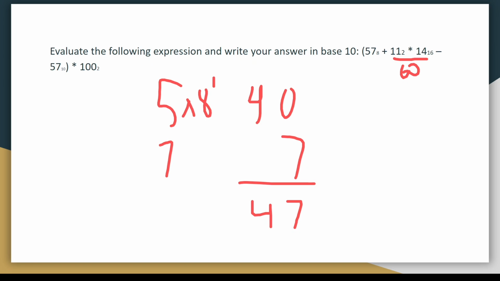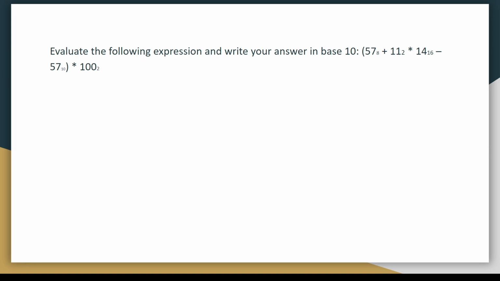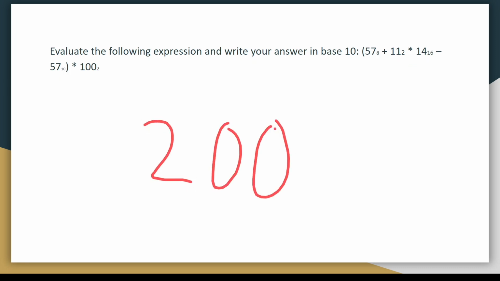So 47 plus 60 is 107, but 107 minus 57 is 50. So the entire parentheses is 57. No, sorry, 50. So 50 times 100 binary. 100 binary is 4, so 50 times 4 is 200. And since we converted all of it to decimal first, we don't have to convert it back to decimal for our answer.